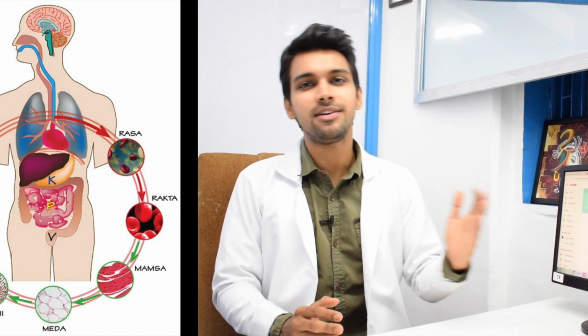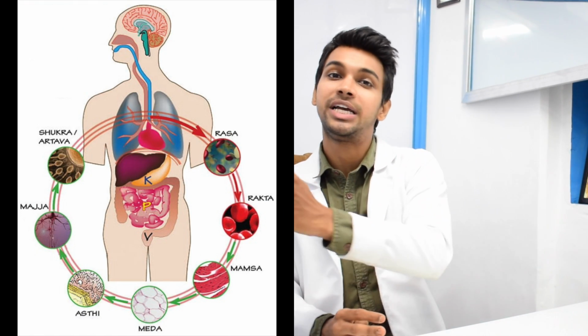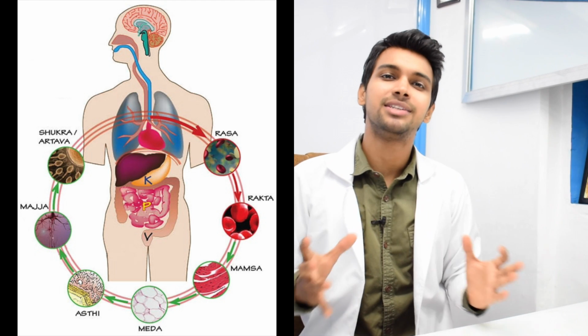So basically our body is made up of 7 tissues, which is known as Sapta Dhatus in Ayurveda. It is Rasa, Rakta, Mamsa, Meda, Asthi, Majja and Shukra. So these are the 7 body tissues. Whatever food we consume, it is divided into 2 parts, Sar and Kitta. Sar is the useful part, the nutritious part. Kitta is the wasteful part that is eliminated out from the body.